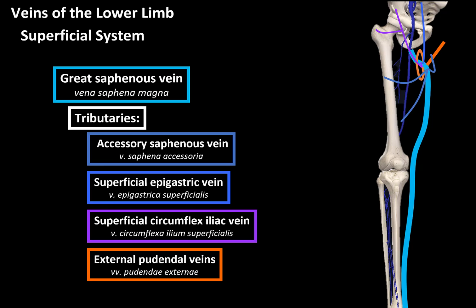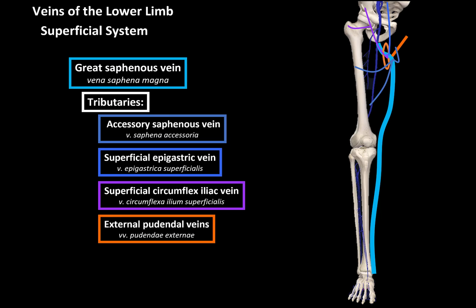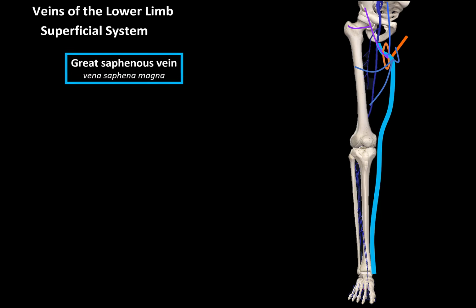This one is external, so it mainly drains the external genitals, so the superficial parts of the testes and the penis for men, and the superficial parts of the labia and the clitoris for women. Alright, so that was the great saphenous.